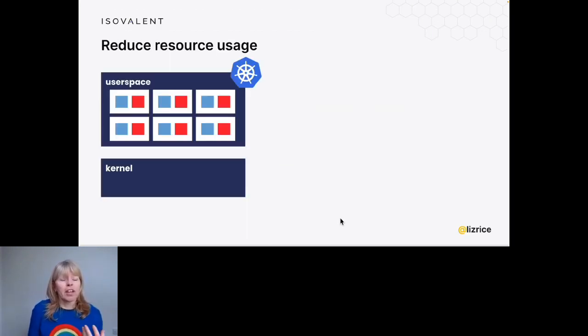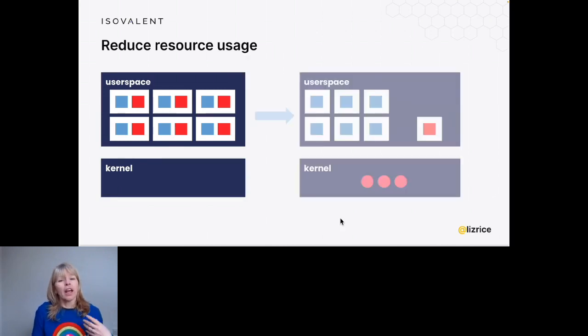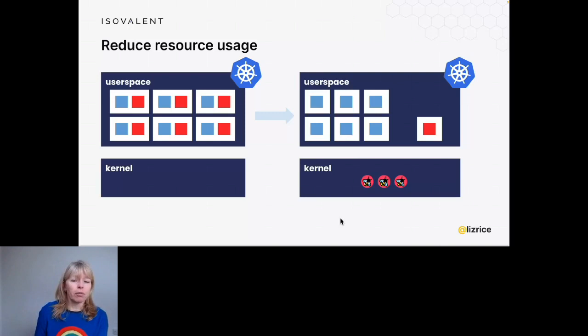Sidecars also can require pretty significant resource usage. Because they are by design isolated from each other using the pod model, they each need their own copy of any configuration, routing information, that kind of thing. If we're using eBPF, we don't have to have duplicate copies of that configuration or whatever other information. We can have a single instance of that information and access it using a mechanism called eBPF maps that allows us to share information between a user space process and the kernel eBPF applications.